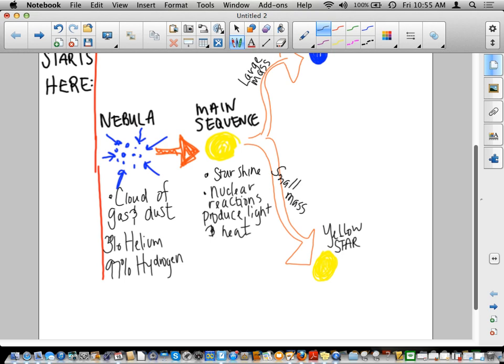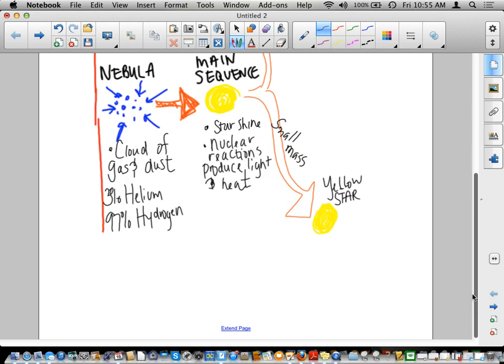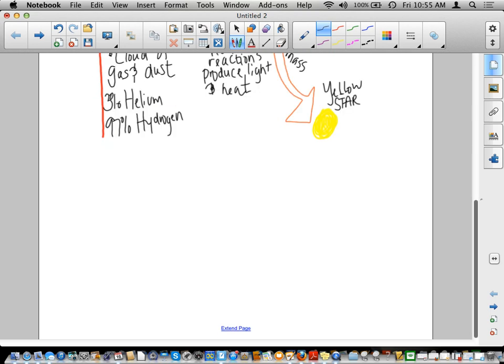Is our sun a large mass star or a small mass star? It is a small mass star. Our sun is a small mass star. Now at the bottom left, why do we get so much heat and so much light from the sun, yet it's a small star?